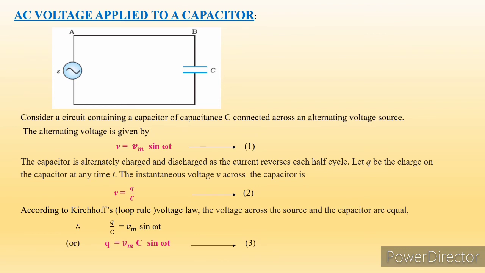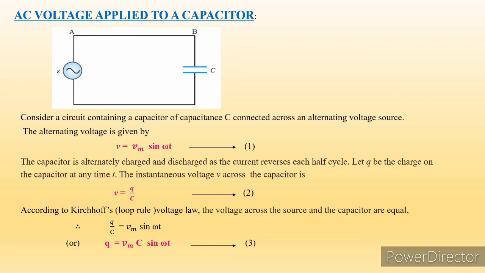Let us now discuss AC voltage applied to a capacitor. Look at the diagram. On the left side, there is a source of EMF represented by E, and the symbol of AC is a sine wave. Opposite to that is a parallel plate capacitor of capacitance C. Below the diagram, consider a circuit containing a capacitor of capacitance C connected across an alternating voltage source.